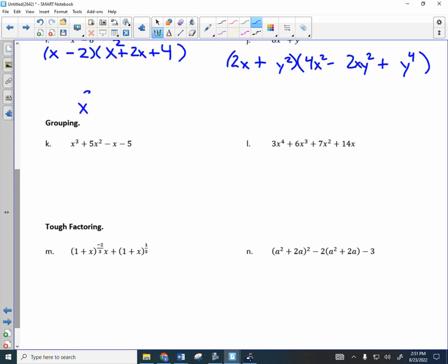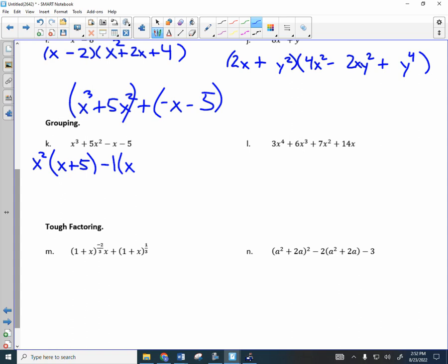So if I go x cubed plus 5x squared, and then I go plus a negative x minus 5, now I can put parentheses down in front of those. What common factor can you take out of x cubed and 5x squared? Take out the x squared. What remains? x plus 5. What can you take out of negative x and negative 5? Negative 1, and I'm left with x plus 5.